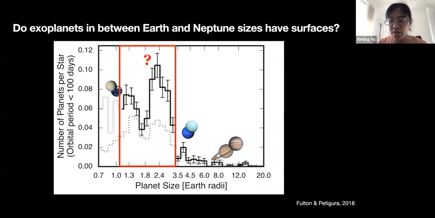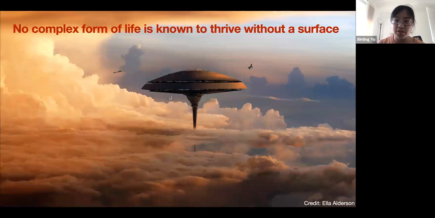Another reason why knowing the surface is important is astrobiology. I would argue that there won't be any complex form of life that can survive on a solely atmospheric world, because it's hard to keep a biosphere there without a surface. You may think of Venus, which people have argued in the last year may have phosphine and maybe life, but at least we can say we don't expect any complex form of life there.